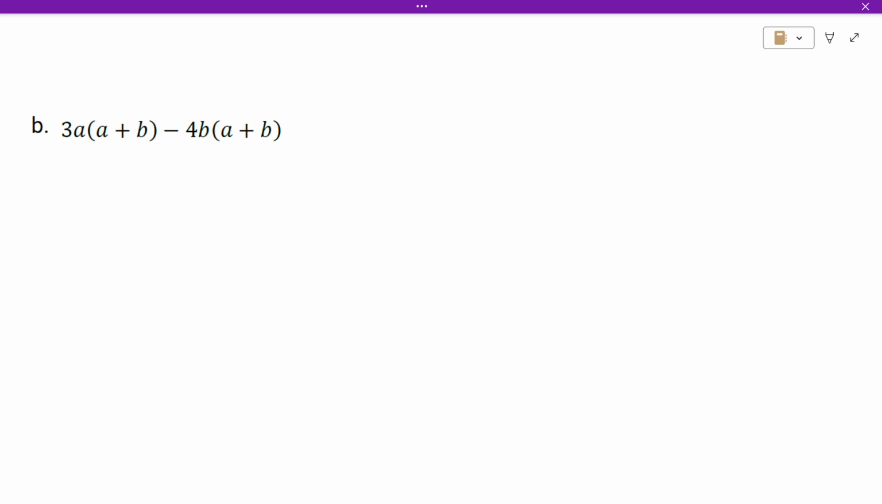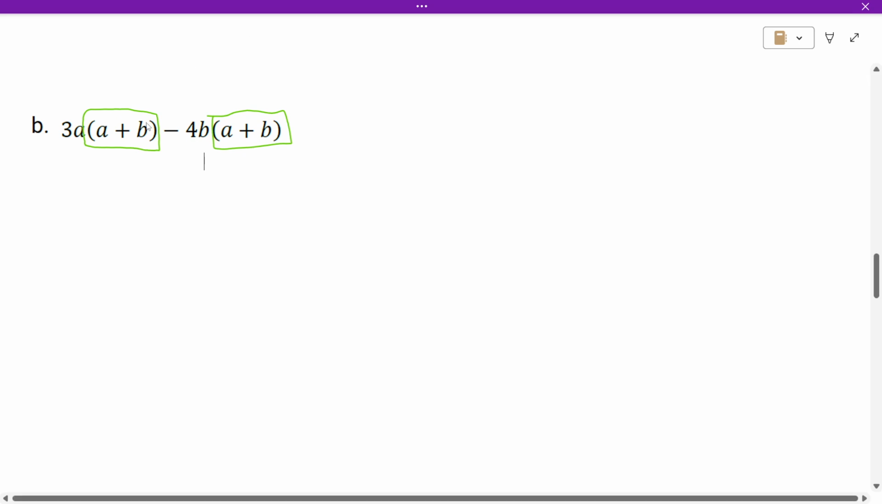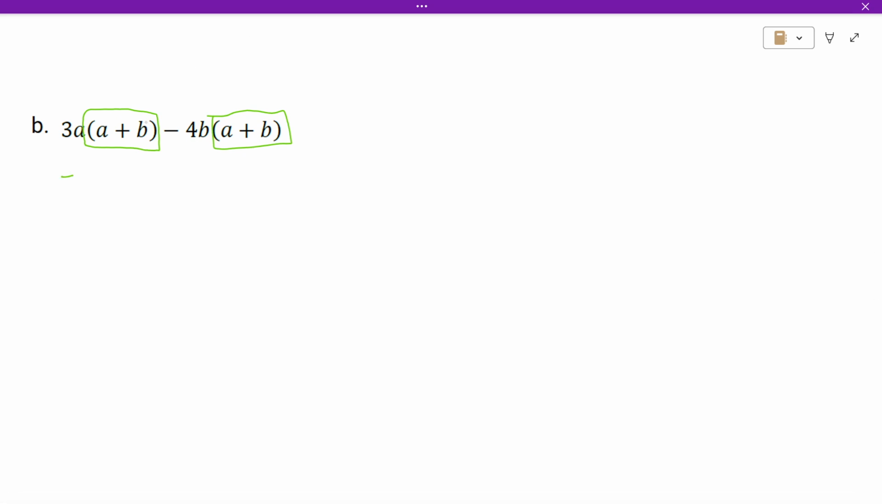How did you answer this one? Well, over here, they were actually nice and kind to us. They pretty much gave us the common factor already in brackets. So all we needed to do in this example was take out the bracket, a plus b, and then put whatever else is left right next door to the other one. No plus or minus signs in between, just two brackets right next to each other, 3a minus 4b.